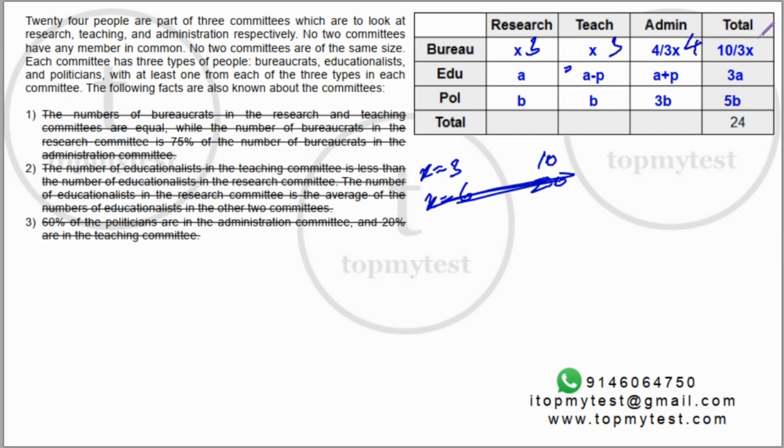This will be 4, so this should be 10. This part is taken care of. Okay. Now let's look at this. 10 plus this should be a multiple of 5. If I put 10 plus 5, that should be 15. So balance will be 9.